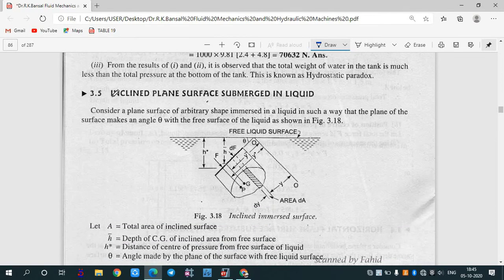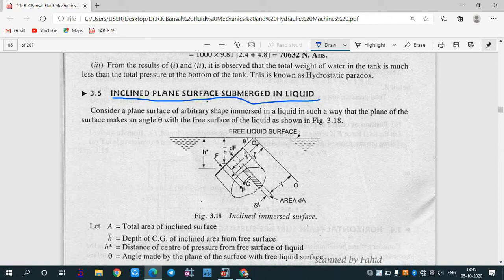After that, we'll start with the new topic, that is the inclined plane surface submerged in liquid. Now what we are doing is that this surface is being submerged in the liquid, and it is an inclined plane. The angle which it makes is considered as theta. Now the center of gravity, we need to consider this point. Suppose this is the body, we are drawing it on this part so that we can see it, otherwise we would be able to see only the thickness. The center of gravity is at a height of h bar from the free surface.